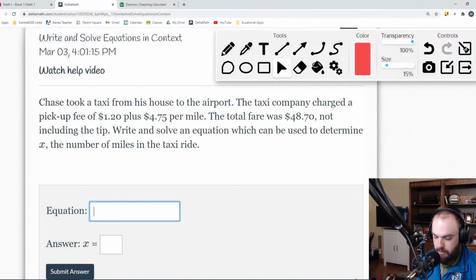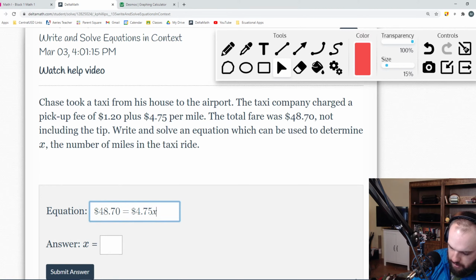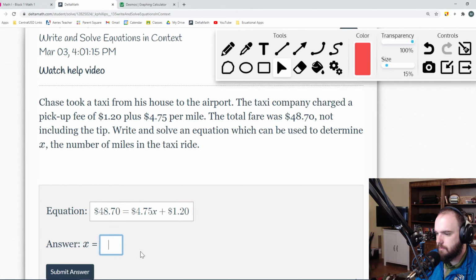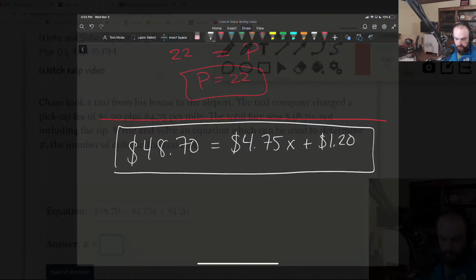If I go back, this is what it's asking for. We want to do 48.70 equals 4.75 times x plus 1.20. All right, so now we're just going to solve for x. I'm trying to figure out how many miles you would go if you were charged a total of 48.70. Okay, so let's solve for x, right?